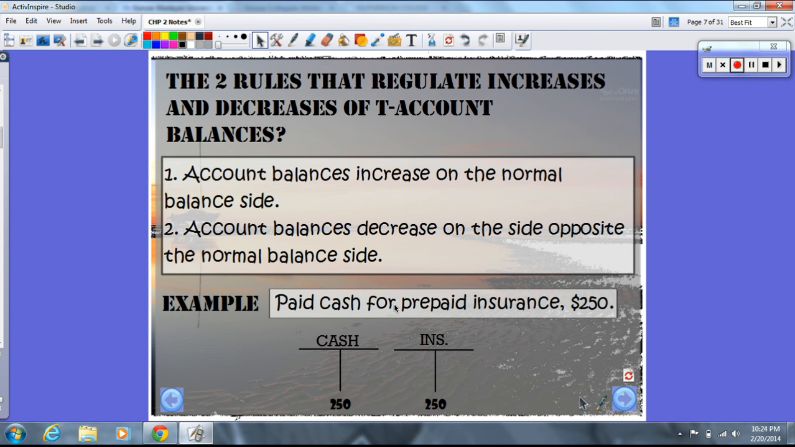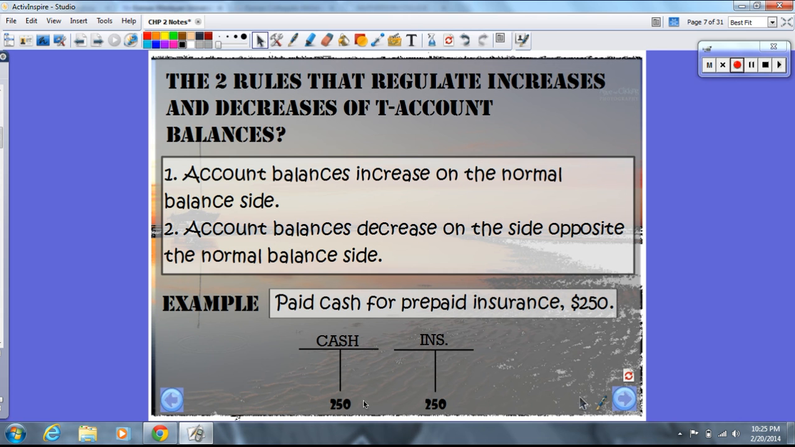Now we have our example. The transaction is: paid cash for prepaid insurance, $250. So your two accounts that are going to be affected here are cash and prepaid insurance. These are our two T accounts that we're going to be using here. When a cash account increases, the normal balance side is the left side or the debit side, and when it decreases, it is the credit side. When prepaid insurance increases, it is the left side or the debit side, and when it decreases, it is the credit side or the right side.